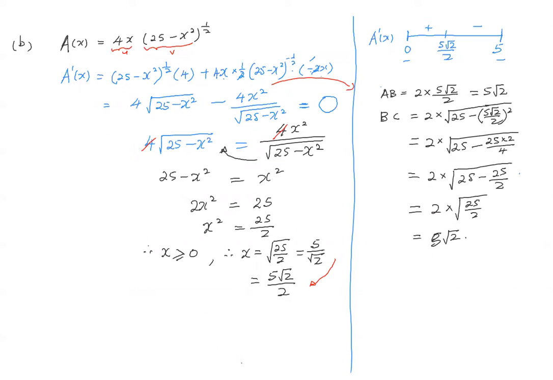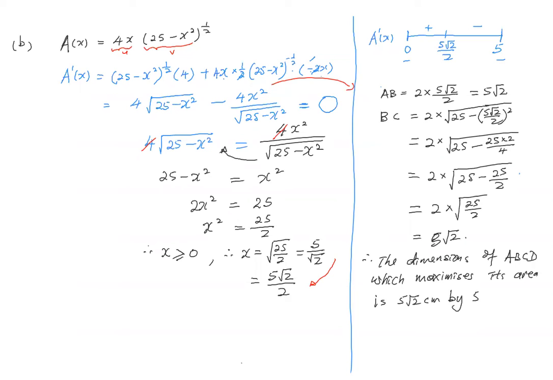Therefore, the dimension of ABCD which maximizes its area is 5 root 2 cm by 5 root 2 cm. Are you clear? So that is your answer. Okay. Student, are you okay?